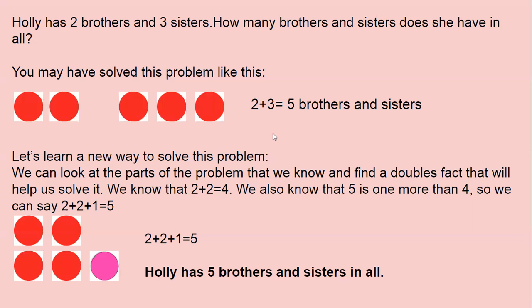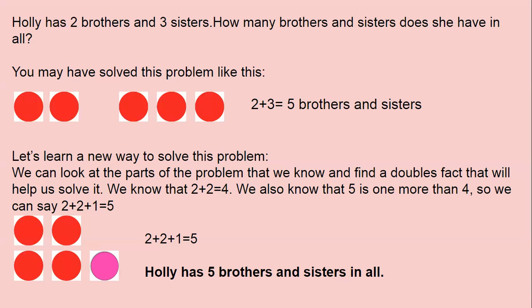To solve it in this new way, which is using doubles facts and adding 1, we can look at the parts of the problem that we know. So if I come over to my problem, I know Holly has 2 brothers and 3 sisters. So I'm going to look at these 2 parts and I'm going to think about which doubles fact I can use to help me solve this. I'm going to look at the 2 because it is my smaller number. And I know my doubles fact for 2 is 2 plus 2. And I know that 2 plus 2 equals 4.